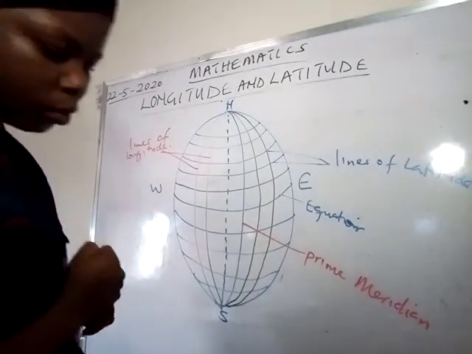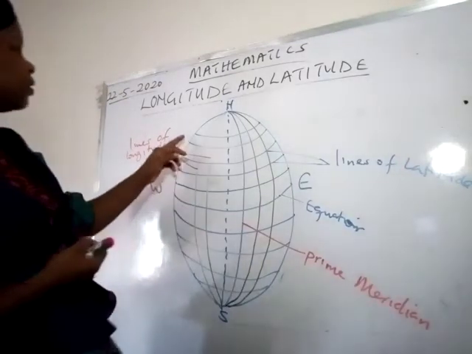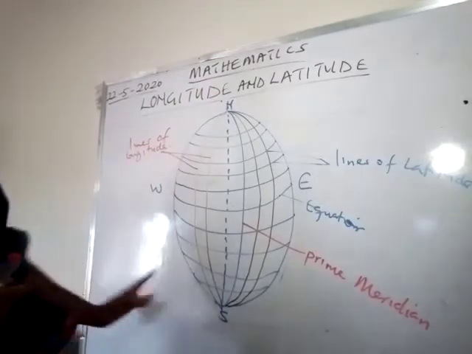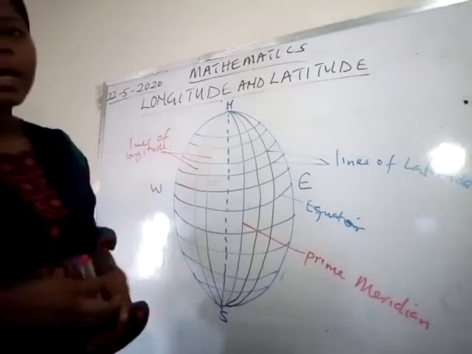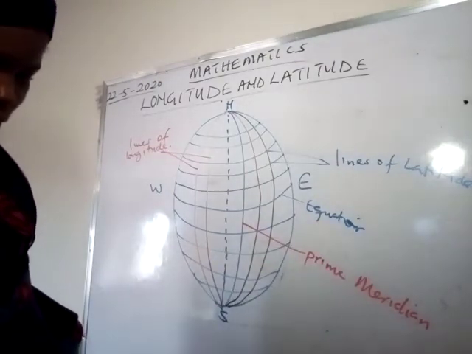So also we have been able to identify the lines of latitude. Lines of latitude are formed on the north and the south, and lines of longitude are formed on the west and the east. Are you getting it now? So that is what I want us to achieve today.